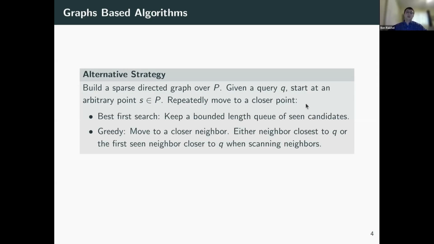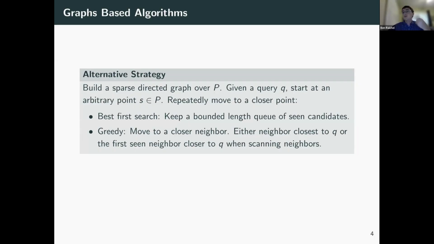There are two natural ways you could do this. You could keep a queue of the part of the graph that you've seen so far, and pick the best thing from the queue. This is more like a Dijkstra style search, but I might want to bound the length of this queue to keep the cost down. Or I can be even simpler here. I can just be completely greedy. If I'm at a vertex, I just check, do I have a neighbor which is closer? If I do, I move to it.